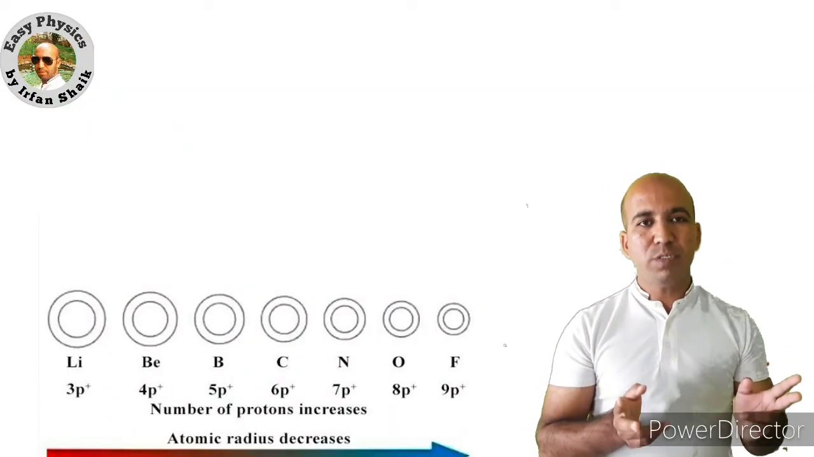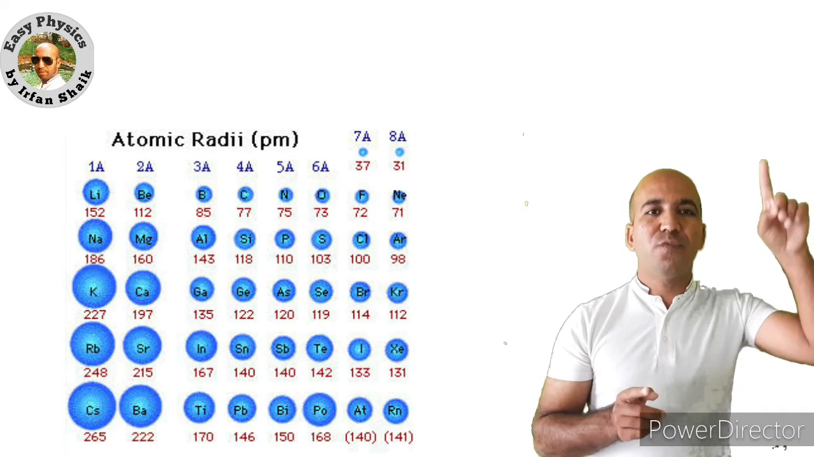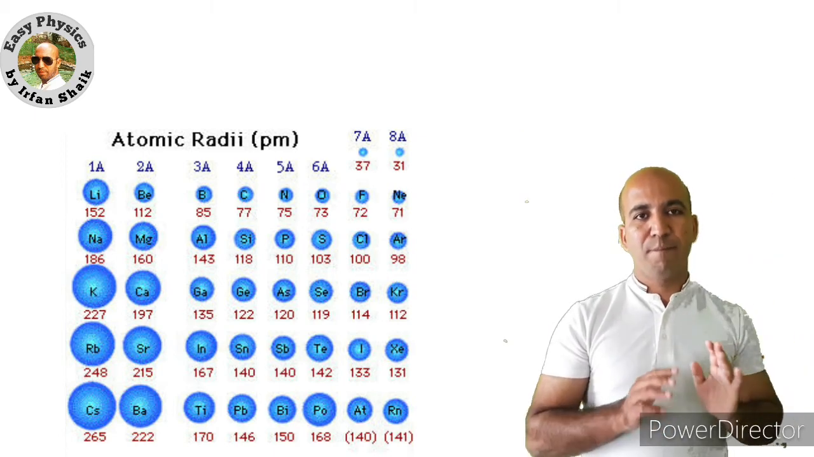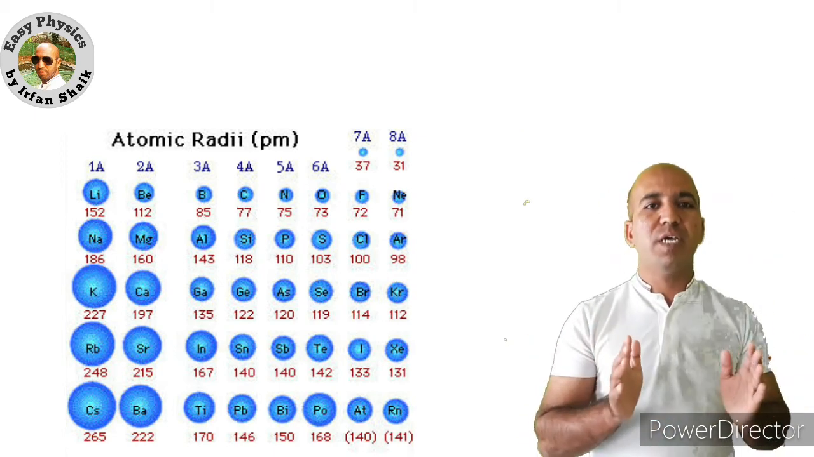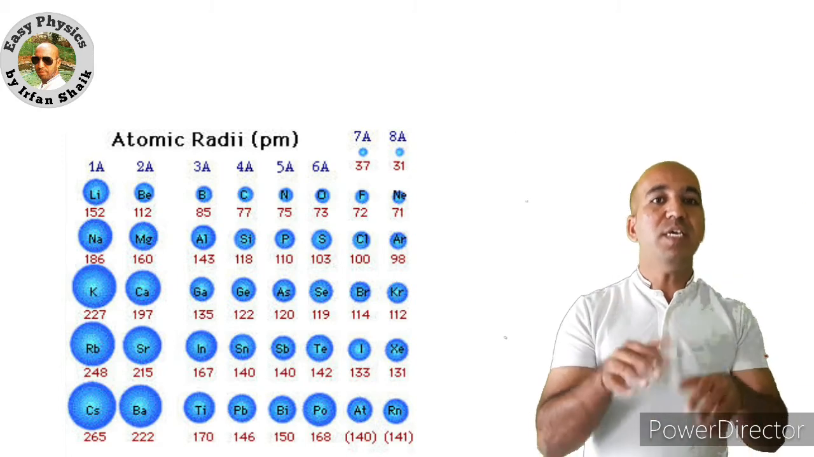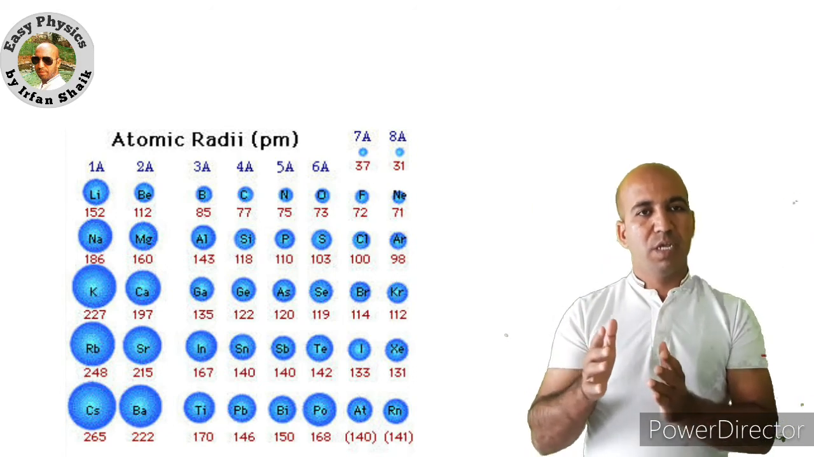So let us have a revision. In a group, the atomic size increases from top to bottom because the number of shells increases. In a period, the atomic size decreases because the positive charge in the nucleus increases. So these are the trends of atomic size in a group and in a period.